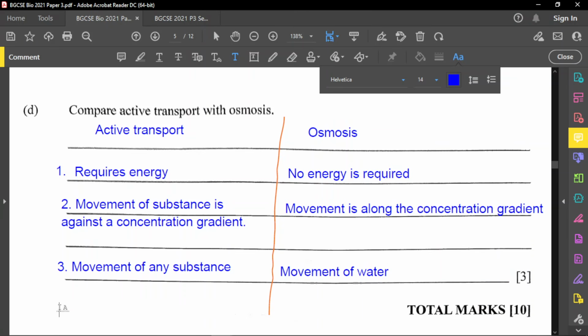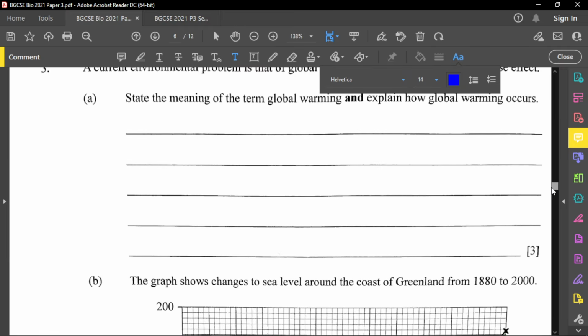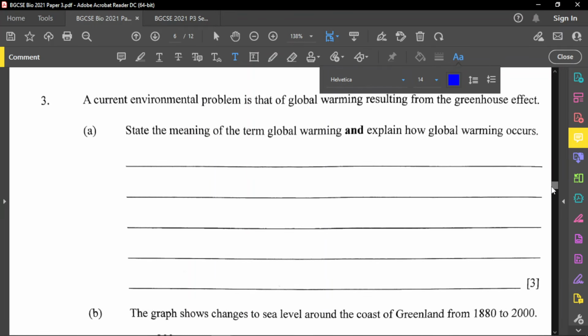Now, another thing: when you talk about active transport, energy is required, so that's fine. So we're going to stay with those 3 marks right there. That's 3 marks there. Let's jump to the next question now. This is number 3 here.